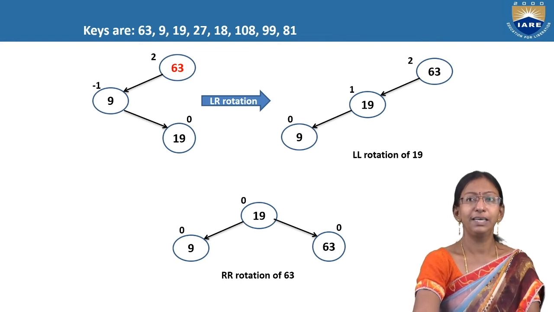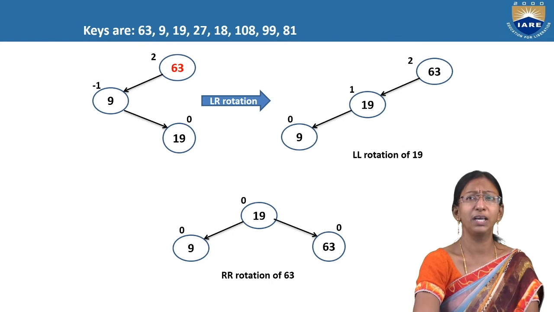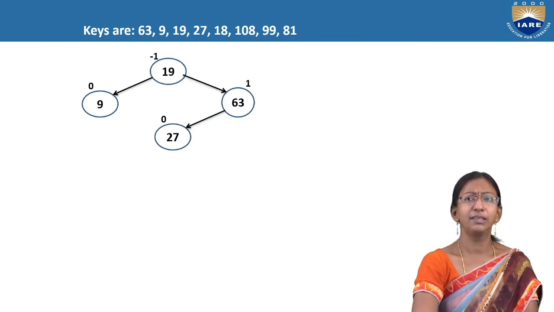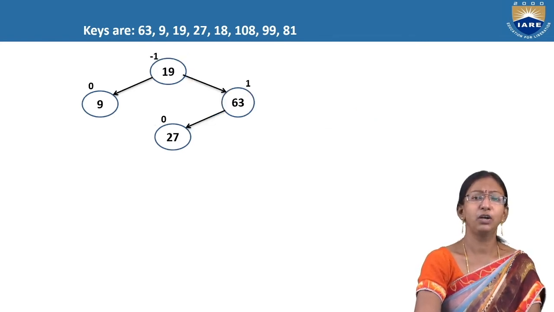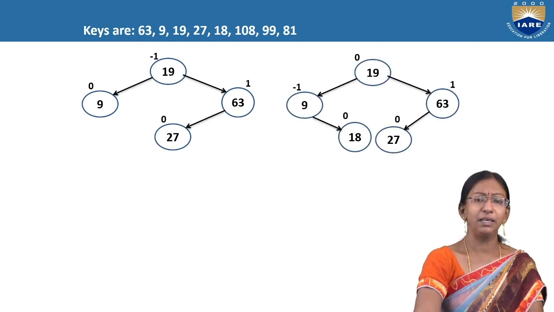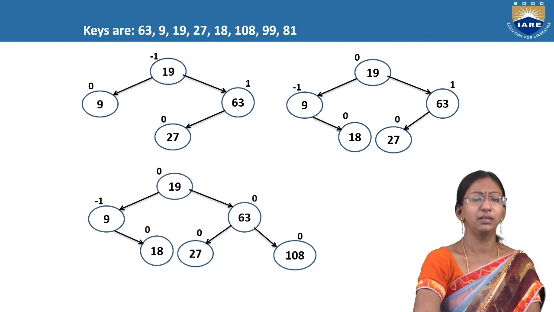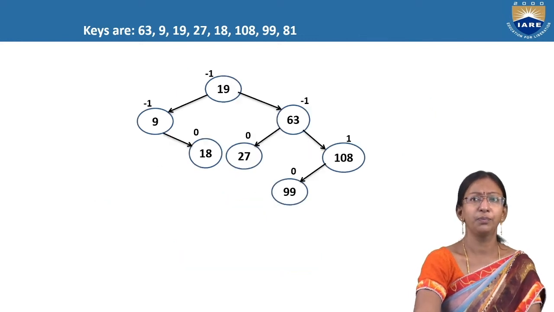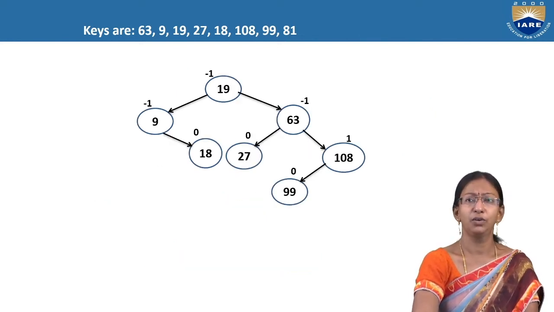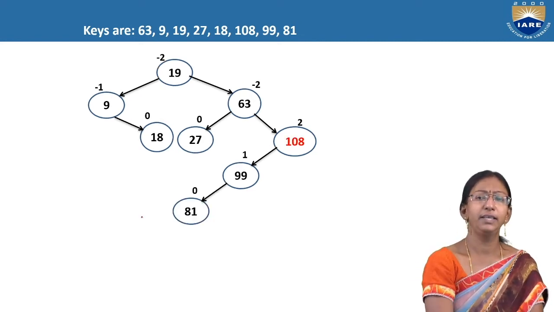Right? So next, let's start inserting the elements. In the next order, we get 27. So 27 will be the left child of 63. Again, calculate the balance factors. No problem. 18. Calculate the balance factors. No problem. 108. Insert it and check the balance. No problem. 99. No problem. 81. The problem arises.